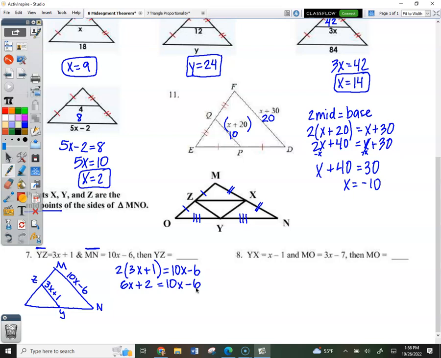All right, did you get 2? Yes. I subtracted 6x, and then I added 6. And does the question ask me to solve for x? No, so you have to put it in. Did you finish? Okay. When you plug 2 in, you should get 7.